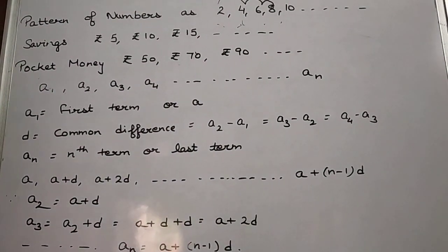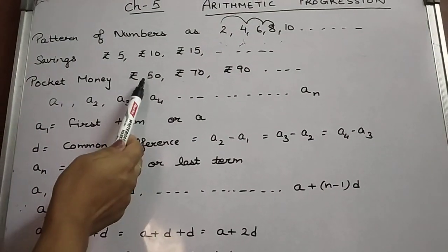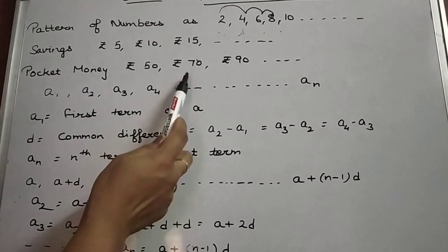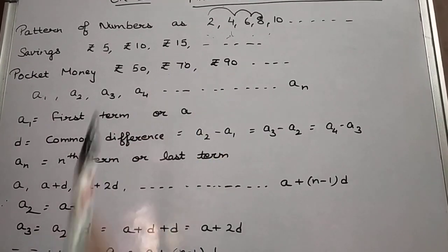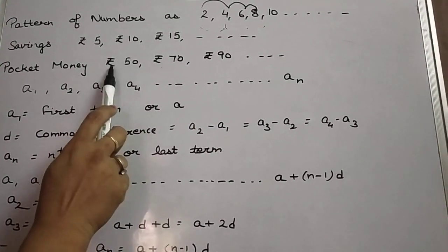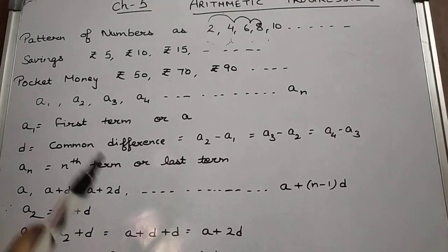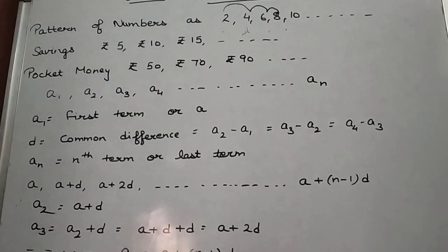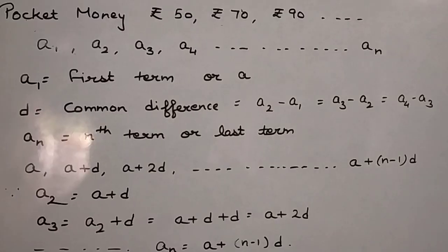We can take the example of your pocket money also. Like in the 5th standard, you were getting 50 rupees, in 6th standard, your mother has started to give you 70 rupees. In the 7th standard, she started giving you 90 rupees. So there is a fixed number going on increasing. Whenever a fixed number is being added to get the next number, this is called arithmetic progression.